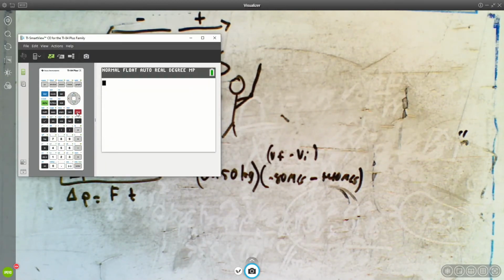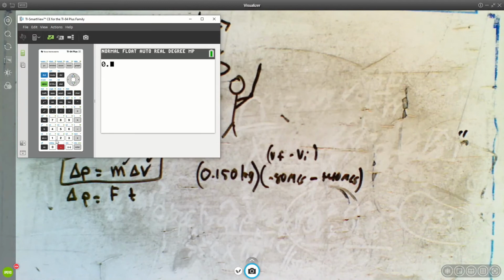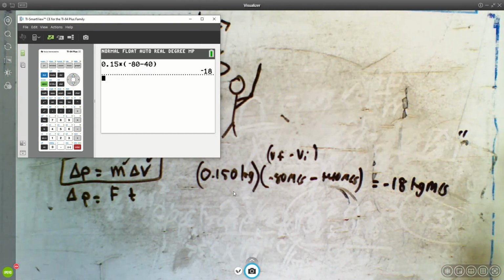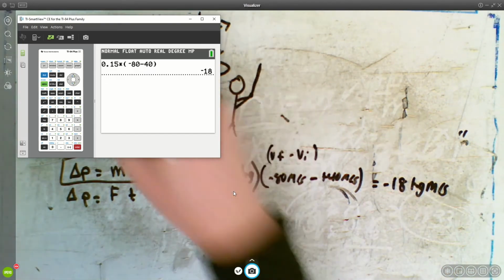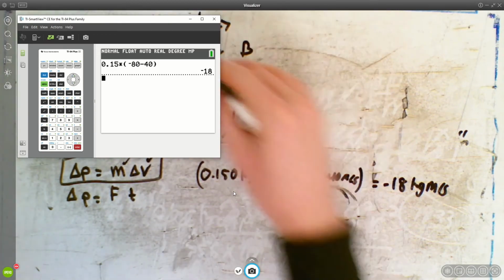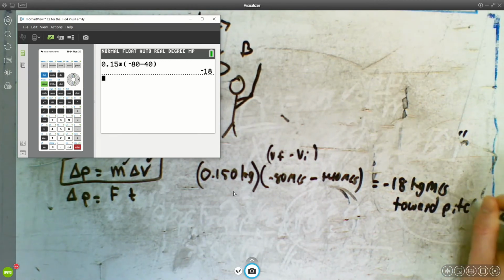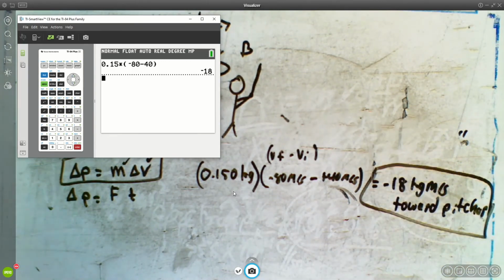So if I type that in, 0.15 times, throw these in brackets, negative 80 minus 40. And you end up getting negative 18. So my impulse is negative 18 kilogram meters per second. And what does that negative represent? Well, this is our pitcher, this is our batter. So the negative would be towards the pitcher. And that's what they used in the question, so we should keep that the same.